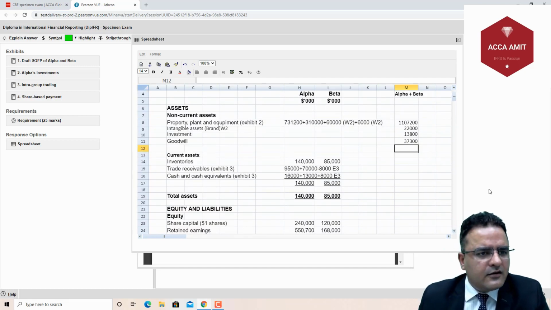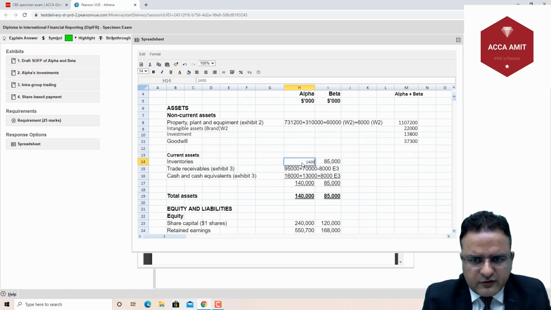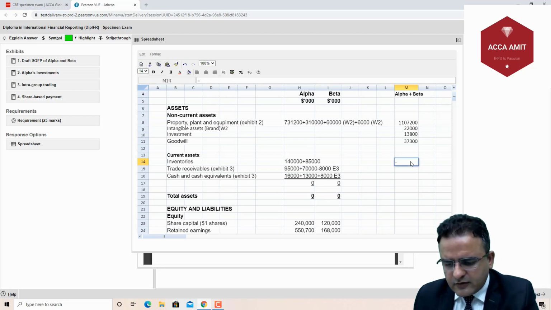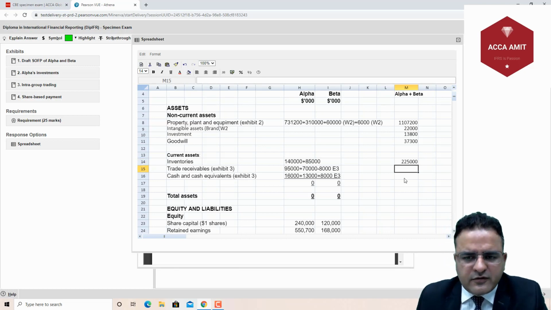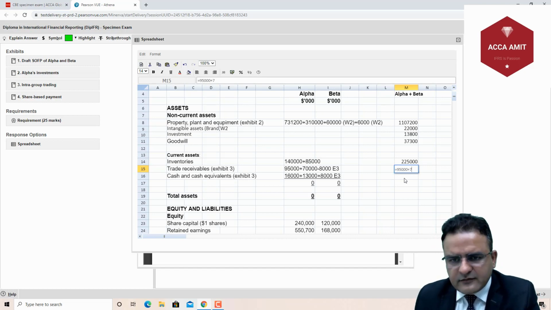Inventories are added as 140,000 plus 85,000, which is the valuation of inventories. Trade receivables are equivalent to 95,000 plus 70,000 minus 8,000. Cash and cash equivalent is equivalent to 16,000 plus 13,000 plus 8,000.